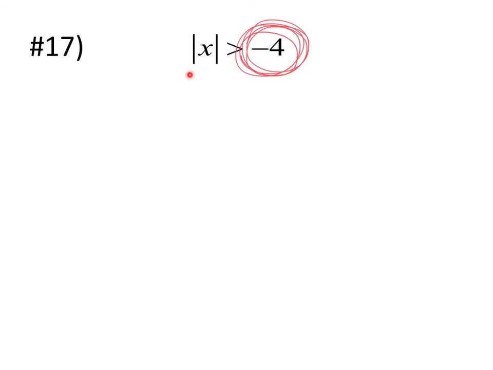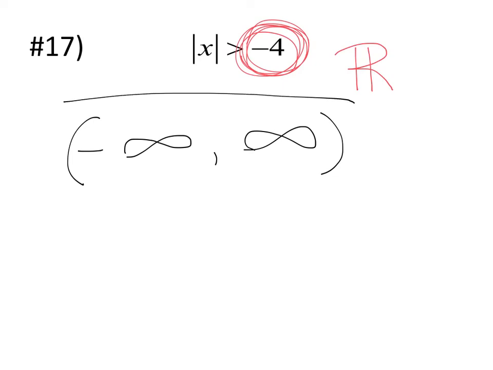So any number that we put in here is going to make this a true statement. So no matter what, we're going to have a true statement, which means our answer is all real numbers or infinitely many solutions. However, we want it in interval notation, right? So we have to put negative infinity to positive infinity.